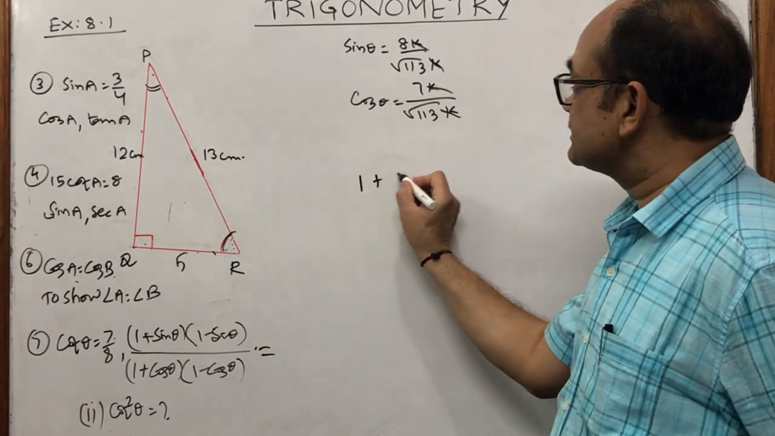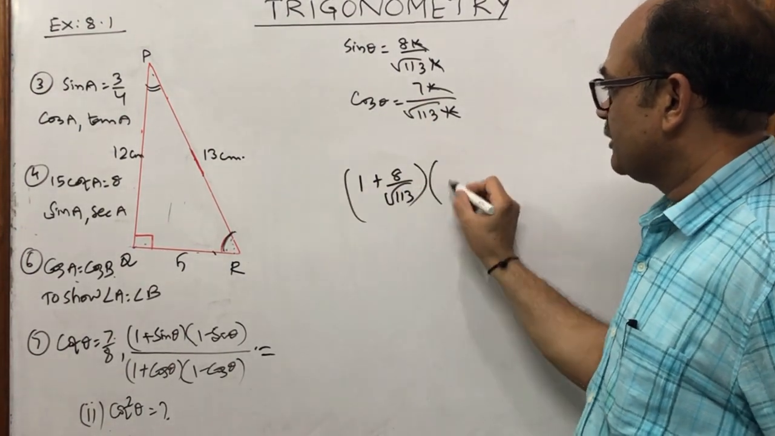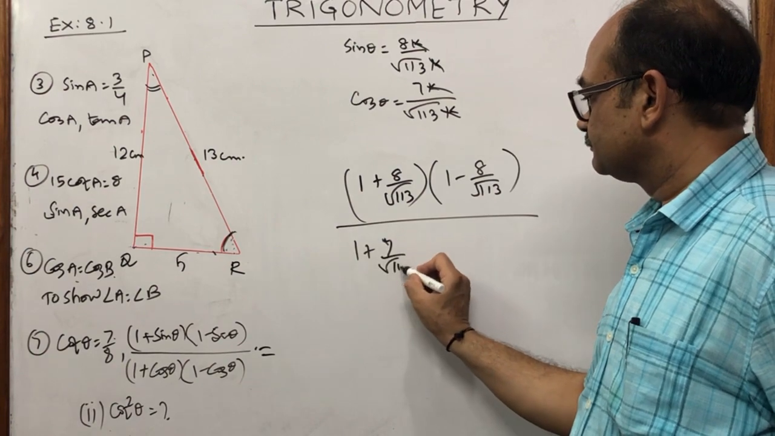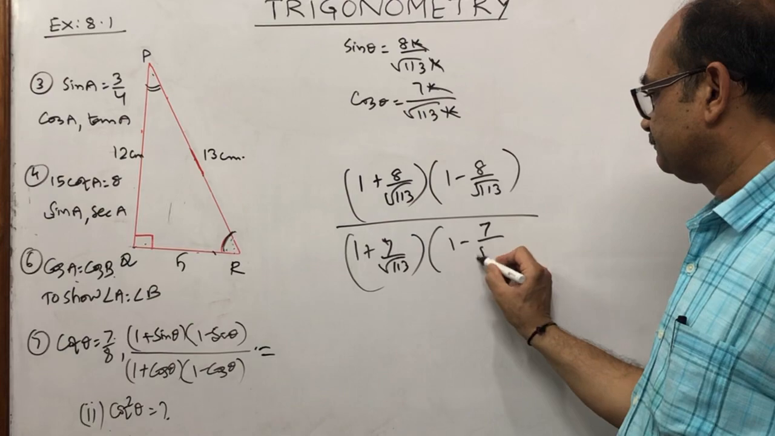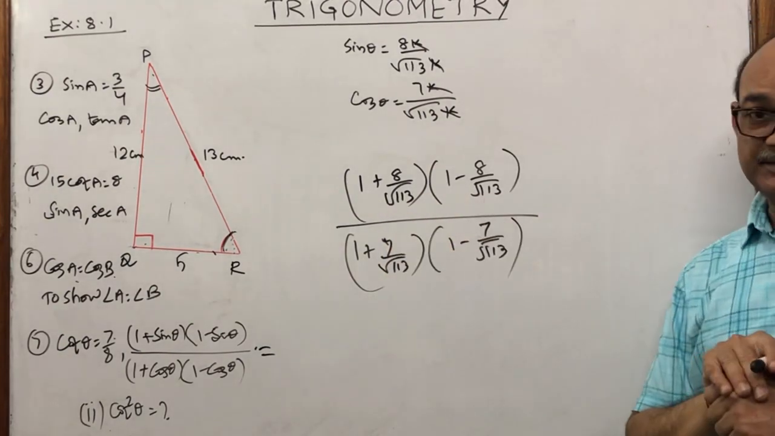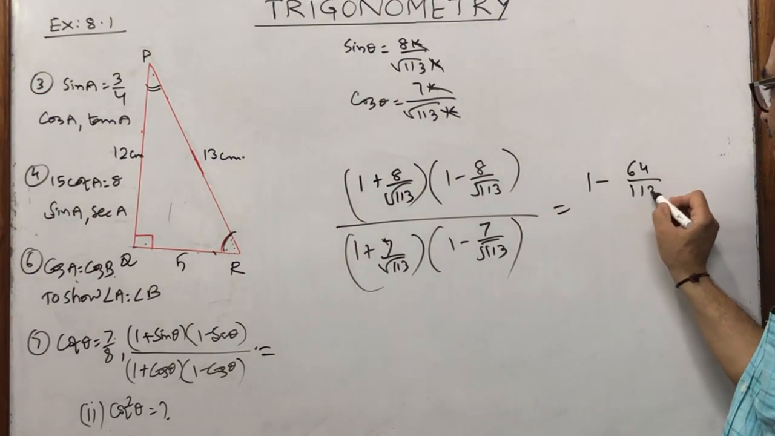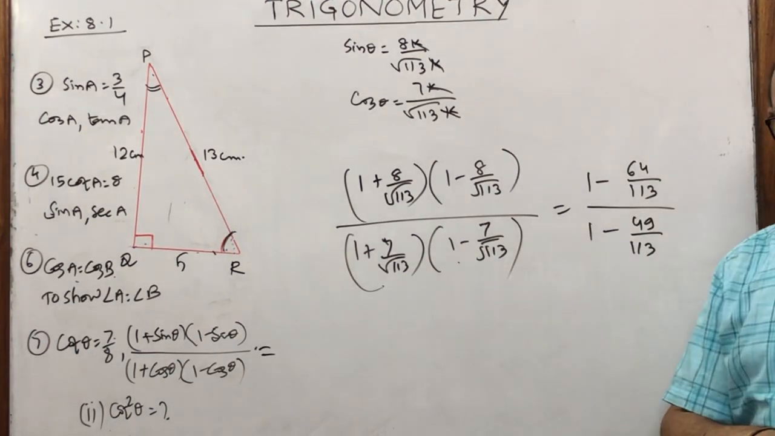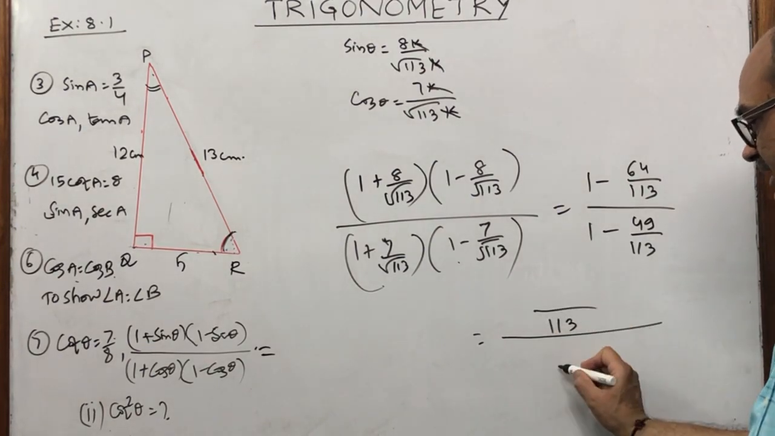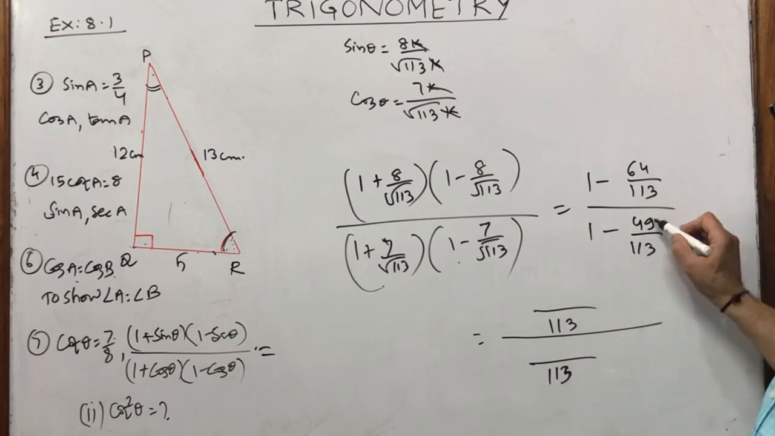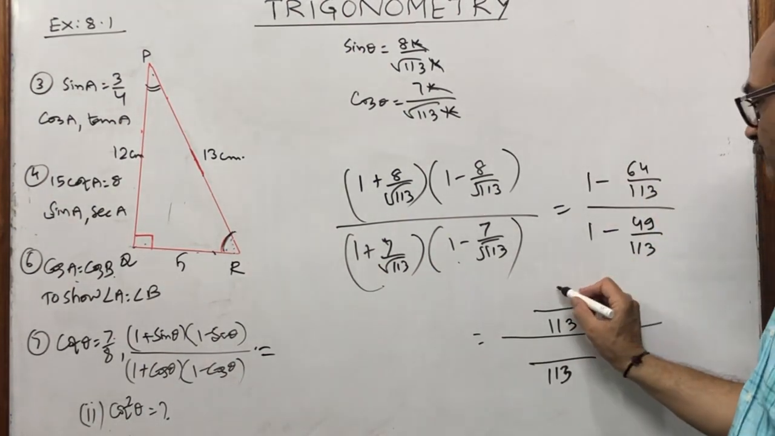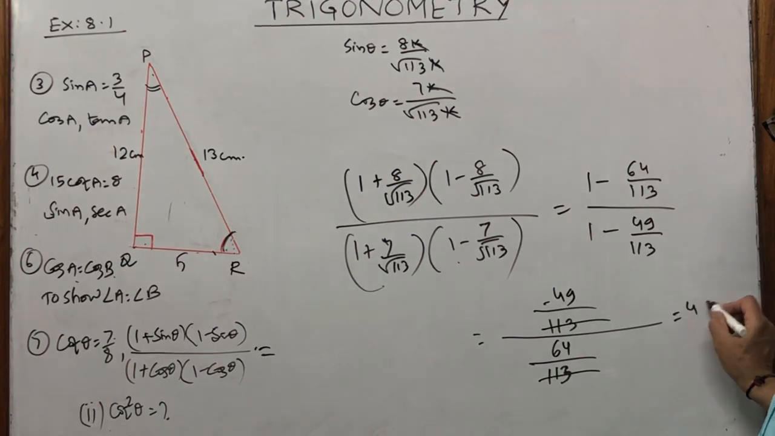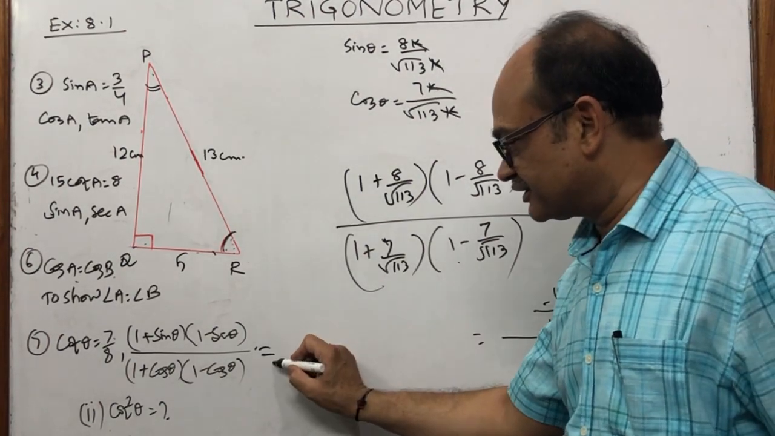So simply substitute the value here. What are we getting? 1 plus sin theta and 1 minus sin theta divided by 1 plus cos theta and 1 minus cos theta. What is A plus B into A minus B? A square minus B square. Very simple. Here again A plus B and A minus B, A square minus B square. Now LCM is 113. Now tell me, 113 minus 64, 49. And 113 minus 49, 64. Hence the answer is 49 by 64 is the value of the expression given to you.